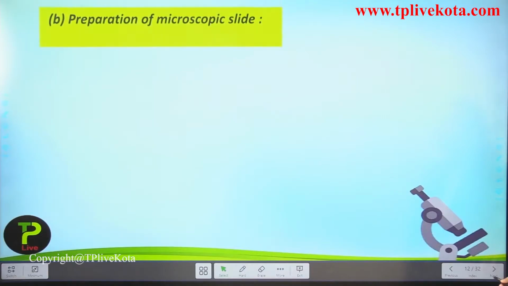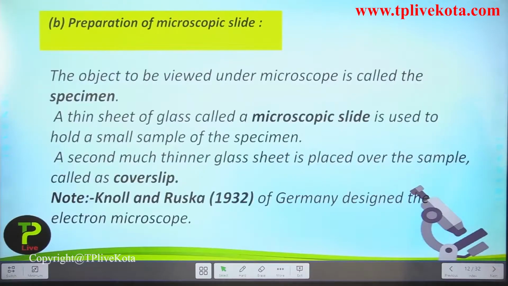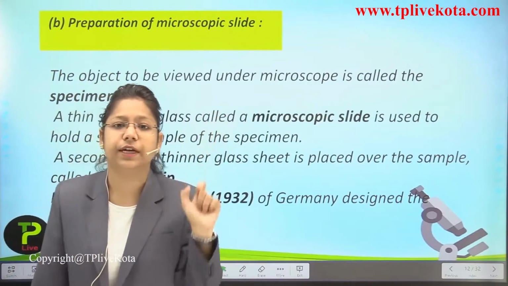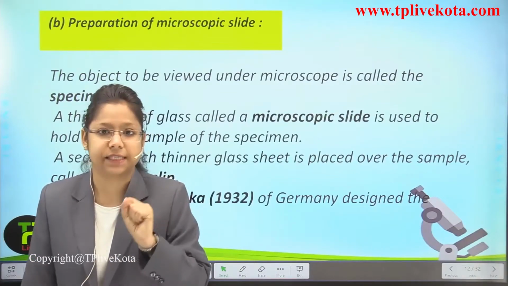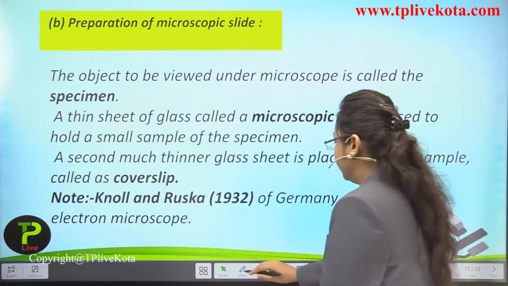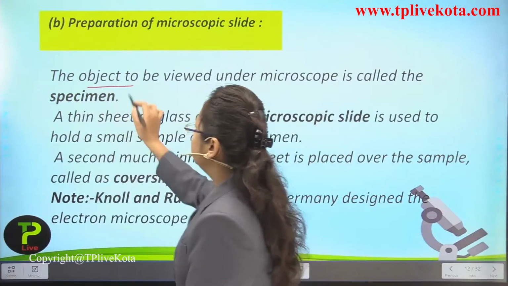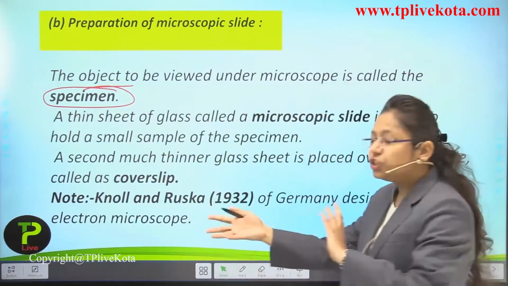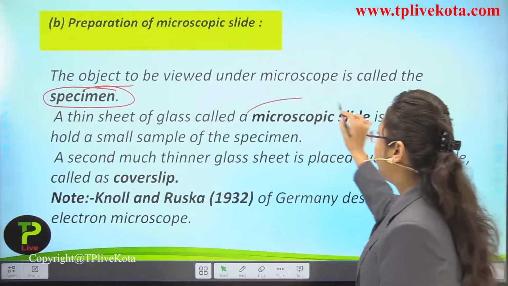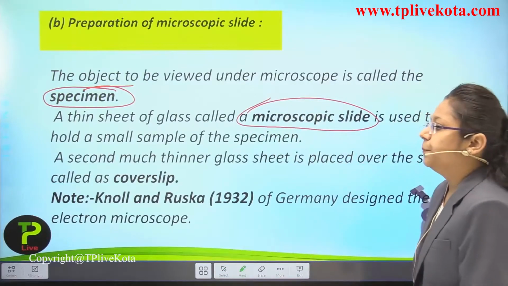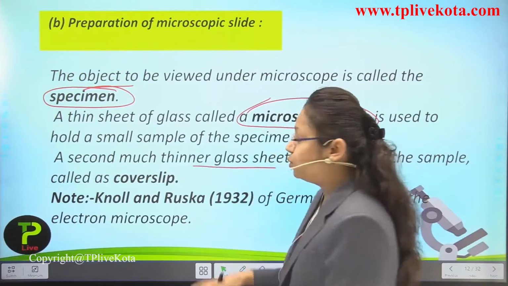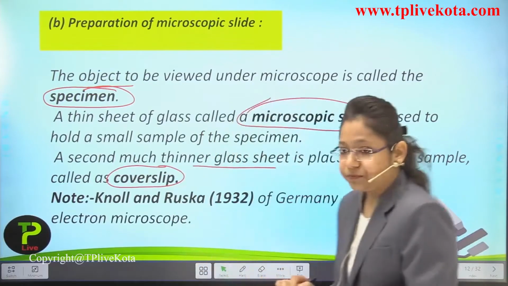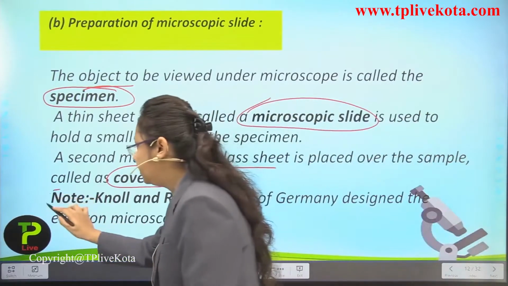Now we are going to make a microscopic slide. First you have to know that the object which is viewed under the microscope is known as the specimen. It is also written over here. The thin sheets of glass are known as microscopic slides. A second, much thinner glass used to cover the microscopic slide is known as the cover slip.